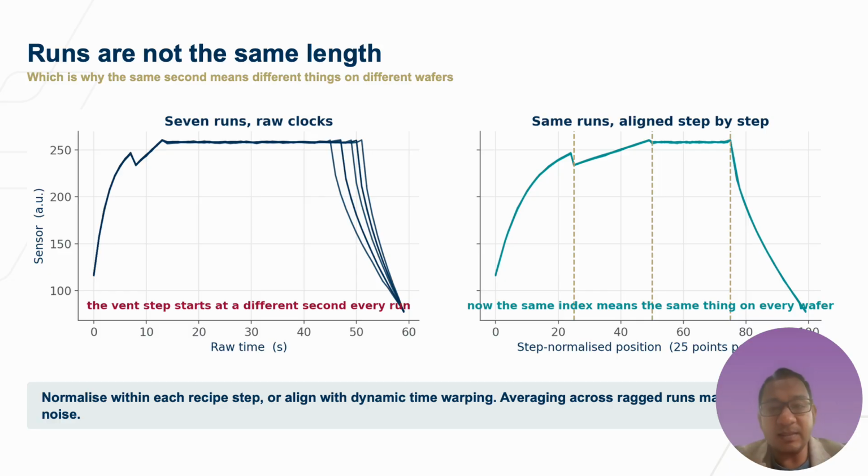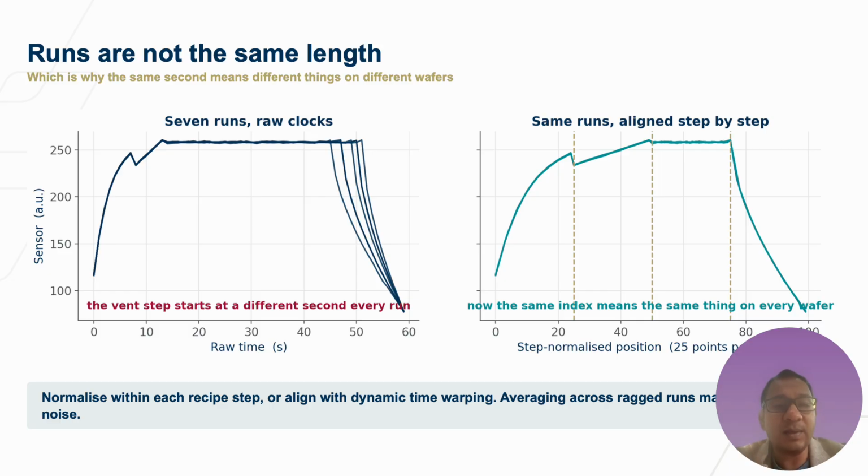So align first. The simple version, which is what is drawn here, is to normalize within each step. Resample every step onto the same number of points. Now index 50 means the same physical moment in each wafer. The more careful version is dynamic time warping, which aligns the shapes rather than just the boundaries.